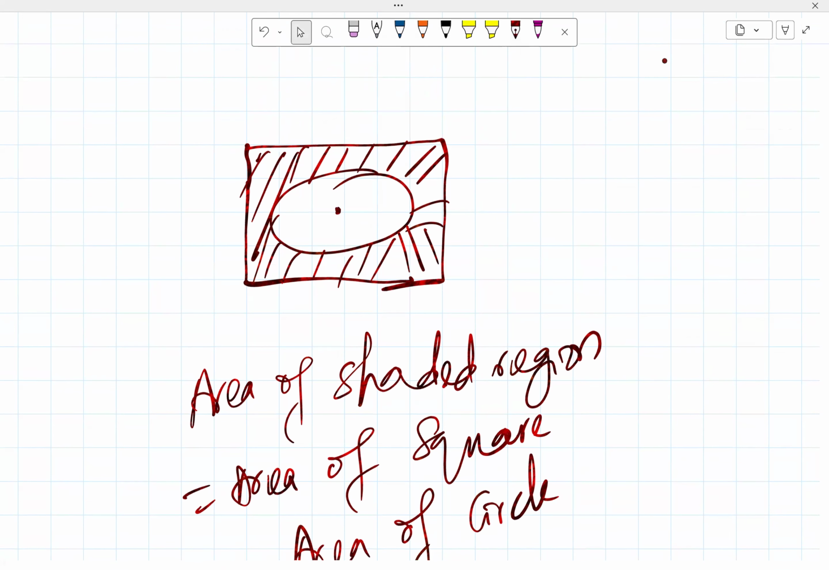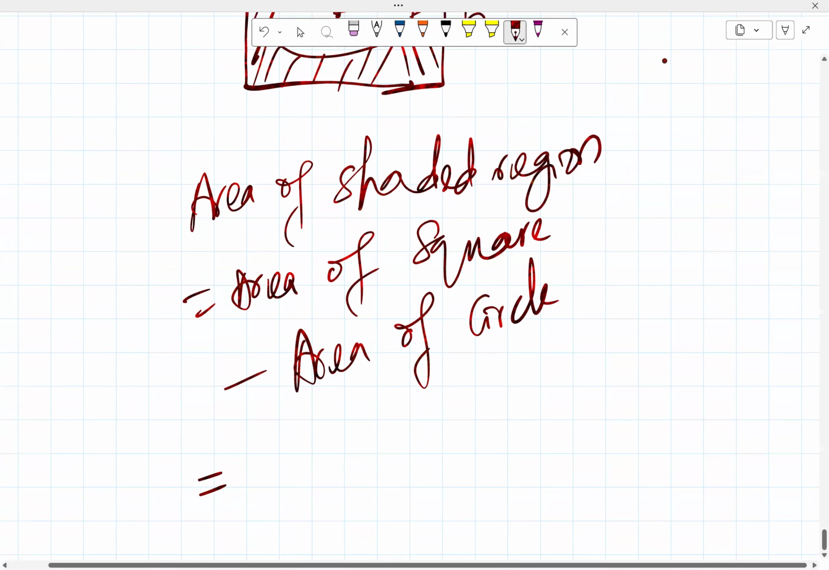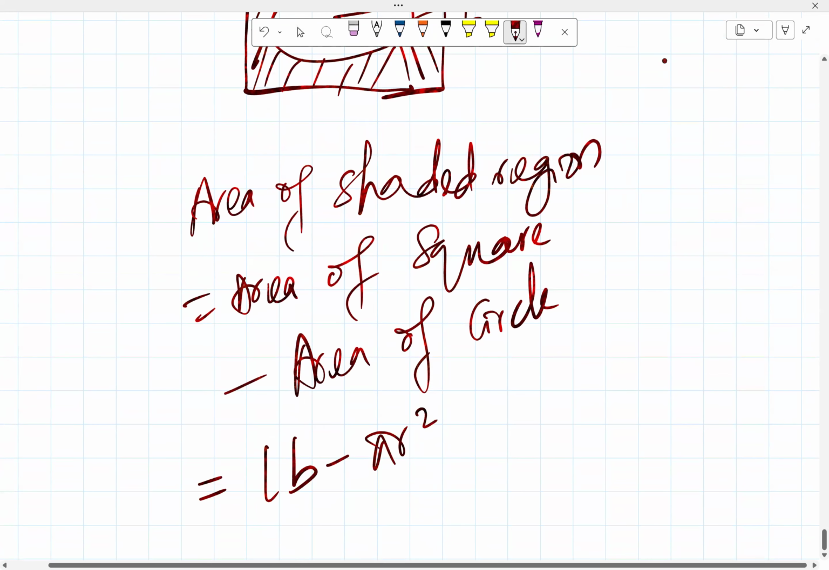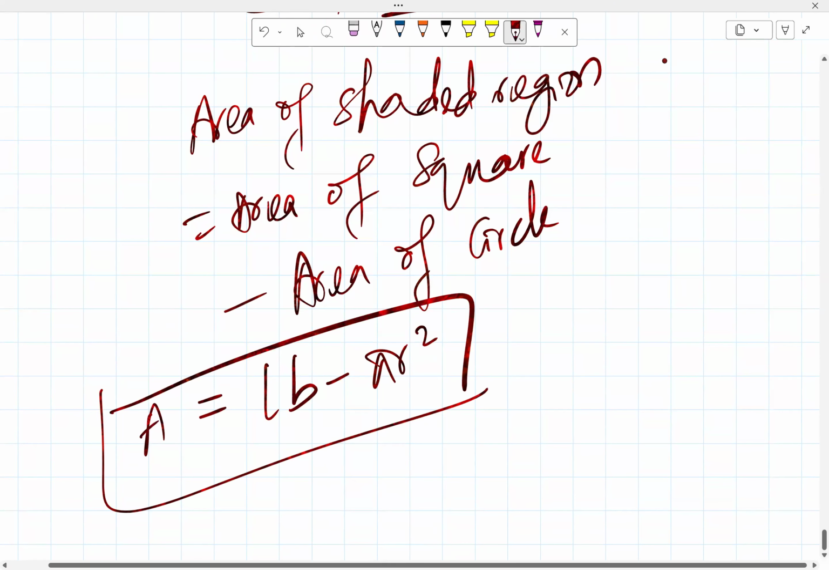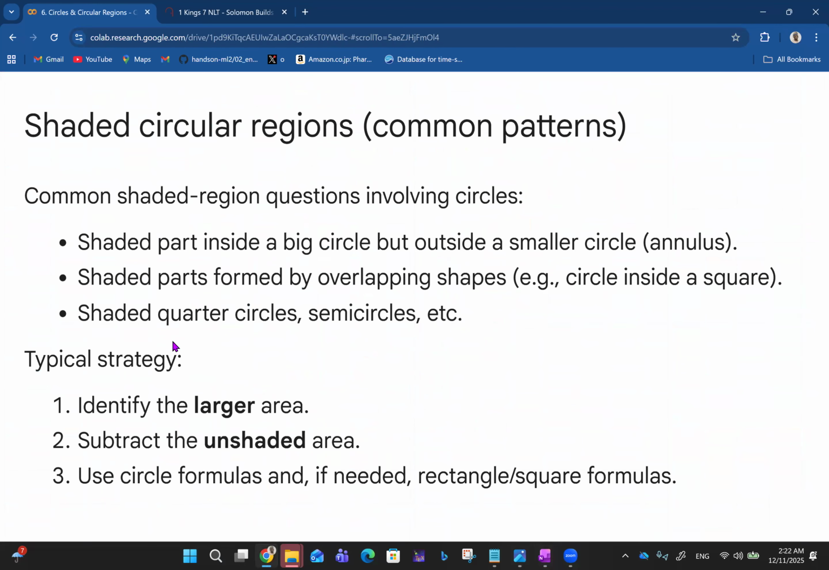If this is length, breadth, and this circle simply has this radius, then the area of the square is length times breadth, minus the area of the circle, that's pi r squared. So you have your area given like this, length times breadth minus pi r squared, easily. It all depends on whatever you want. And for the annulus, we already did that the other time. So you can have shaded quarter circles, semicircles, and so on.